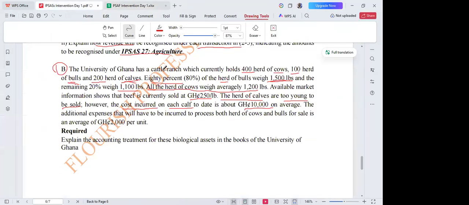Then I think we're having cost to sell, right? So the additional expenses that would have been incurred to process both. Bear in mind, the cost to sell is for both the cows and bulls. And I think you should understand why they give it for just the cows and bulls. Because the calves, we couldn't determine the fair value because it doesn't have an active market. So we can't calculate its corresponding cost to sell. So that's why they gave you just the cows and bulls.